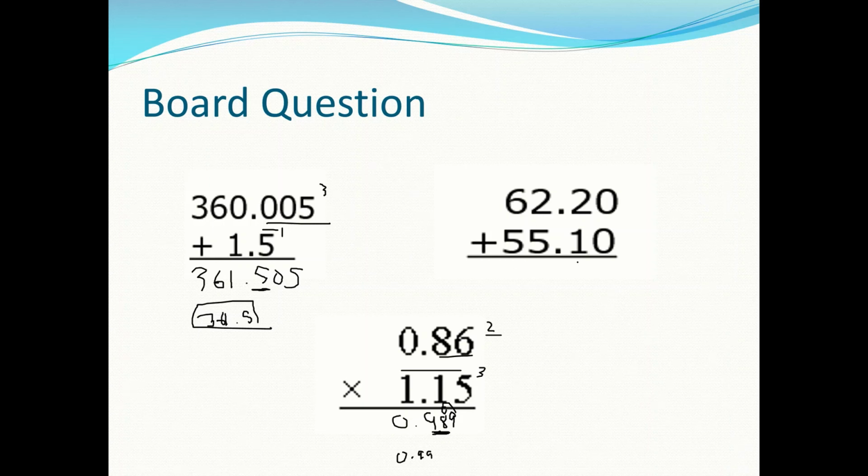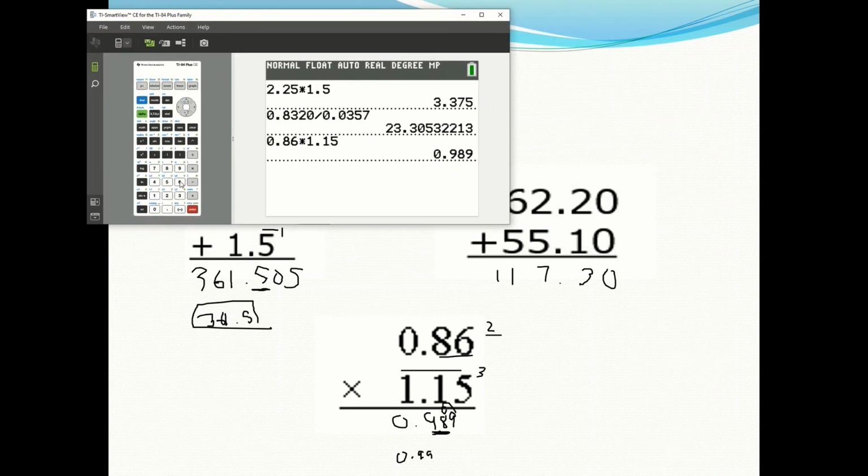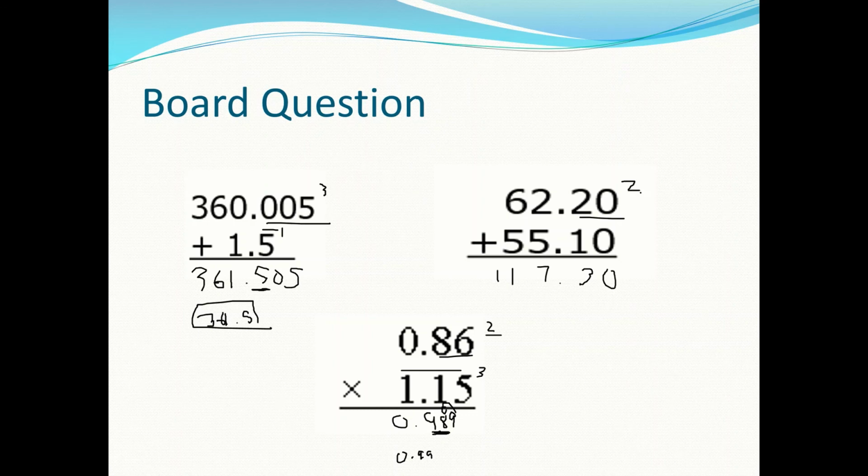And then this one would be 117.30. If you do this in your calculator though, that's where a lot of people get it wrong. So 62.20 plus 55.10. The answer that it gives you is 117.3. But we need to look: 2 numbers after the decimal place, 2 numbers after the decimal place. So it's not actually correct until you have 2 numbers after the decimal place. So 117.30 is the only correct answer.